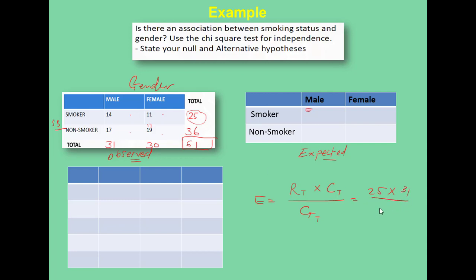Divide that by the grand total, which is 61. We get 12.705, right? So if you do that for all the cells, here you would get 12.705. You do that for all the cells, here you would get 12.295. Here you would get 17.705. And on this cell you'd get 18.295, right? So this is what was observed. This is what is expected if there is no association, right?